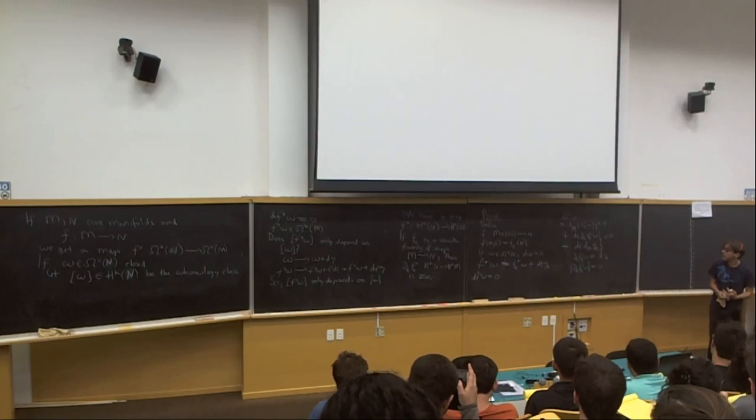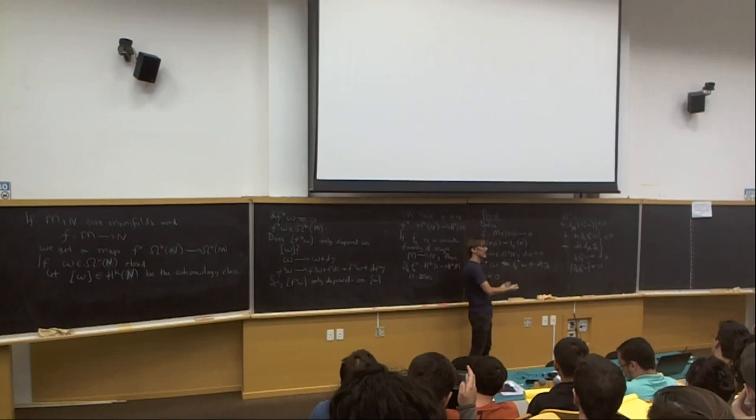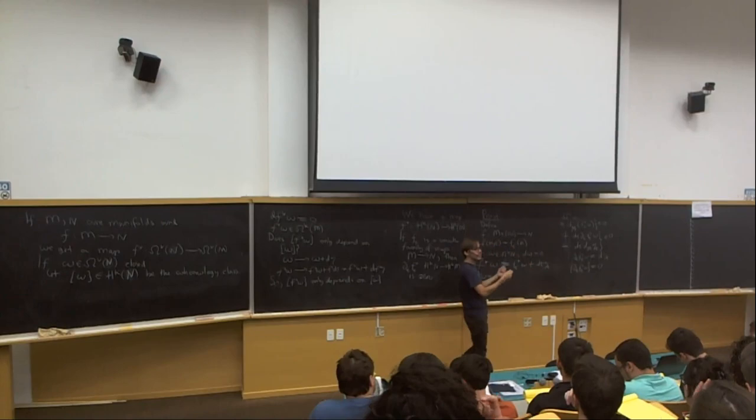I haven't told you what it is. I'm just saying, whatever this is, it's a form on this manifold, and let's expand it. It'll have a piece with no dt, which is this, and a piece which contains a dt, but I'm just calling it a t. I haven't given you a formula for it or anything like that. We just know there must be something like that.